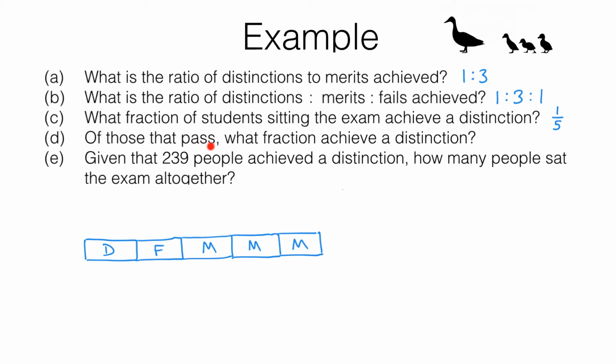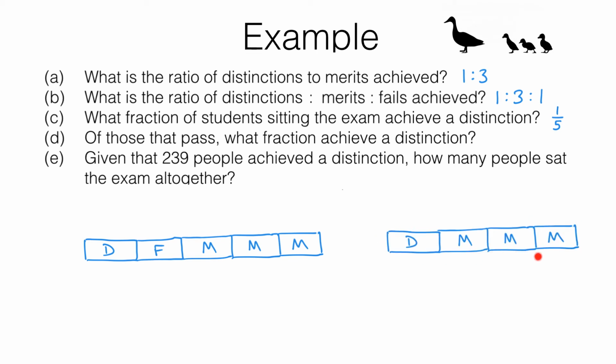Next, let's have a look at question D. Of those that pass, what fraction achieve a distinction? Now, this is not the same question as the one before. Before, we wanted to know what fraction of all the students achieved a distinction. In question D, we're only interested in the ones that pass. So let's just focus on the relevant part of this diagram.